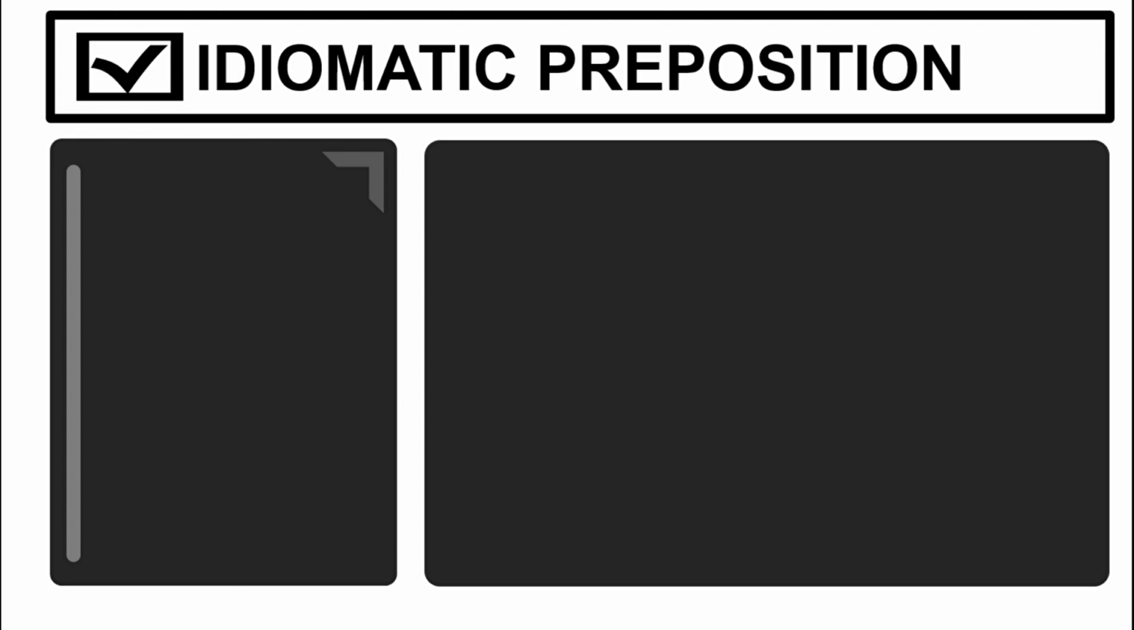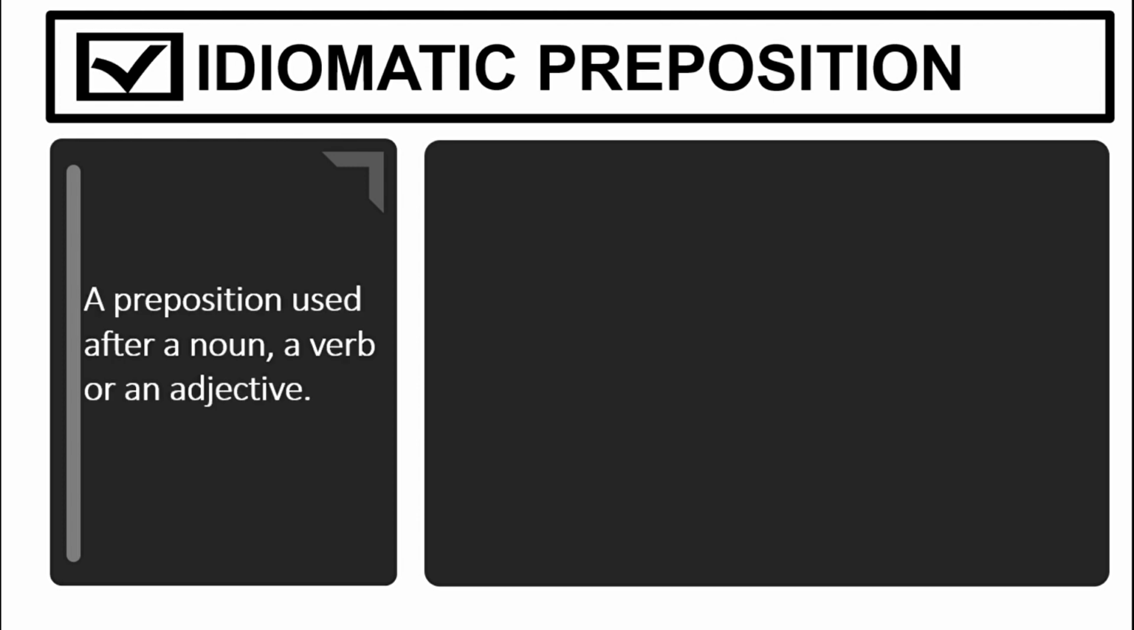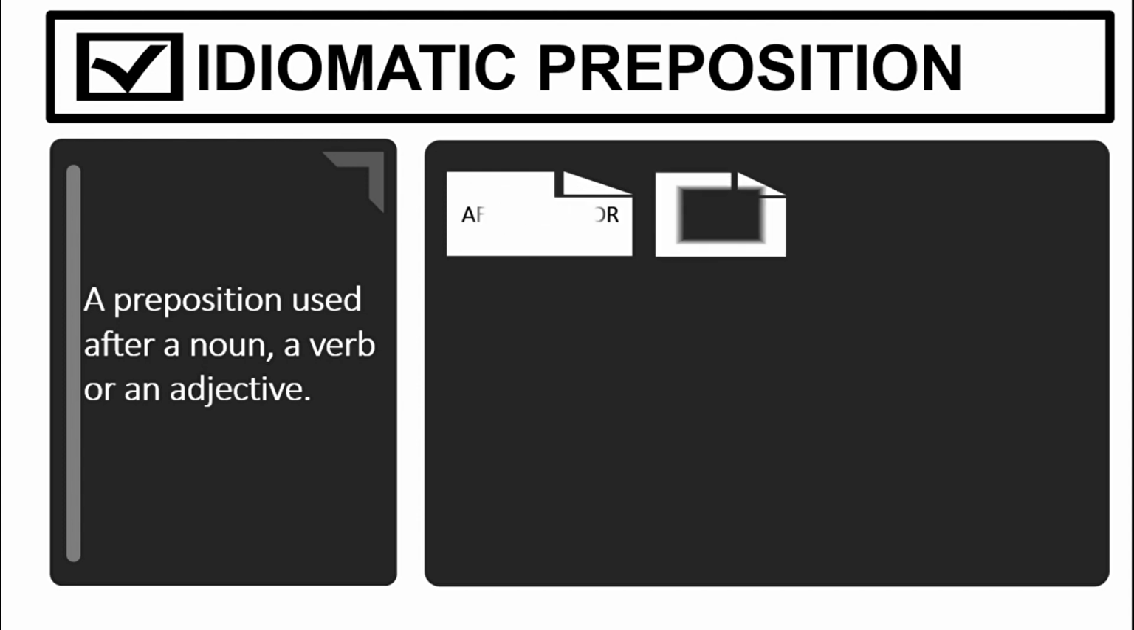The next type is idiomatic preposition. Idiomatic prepositions are prepositions used after a noun, verb, or an adjective. Some prepositions can be combined with certain other words to create phrases whose meaning is something other than the literal meaning. So these are the idiomatic prepositions. Like you can say affection for. Affection is a noun and for is the preposition used. So how is it used? The preposition is used after a noun, so it becomes an idiomatic preposition.